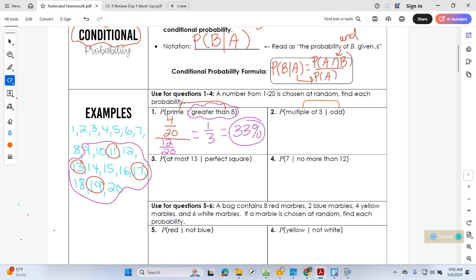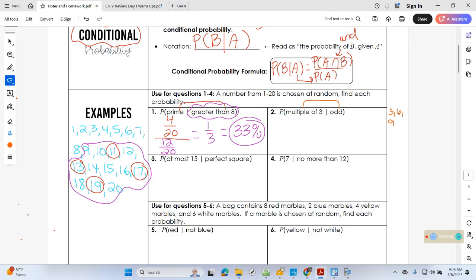So I'm looking at my list of blue numbers. Multiple of 3 and odd. Now let's talk about what multiples mean, because I've been asked this a couple times. So multiple of 3 would be like 3 times 1, 3 times 2, 3 times 3, and so on and so forth. So I'm looking through my list.